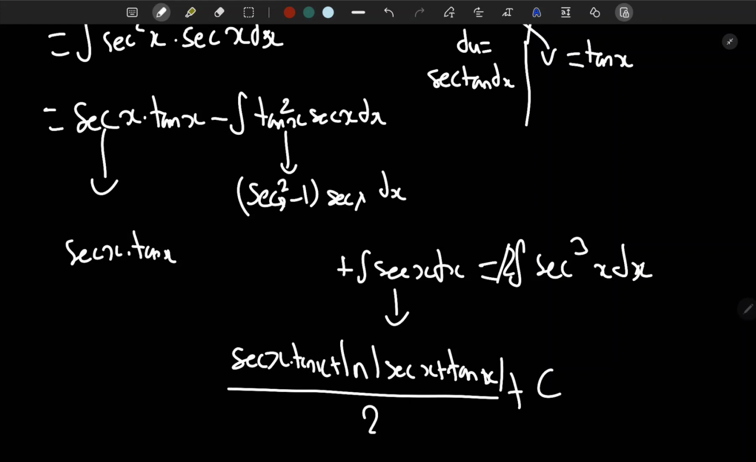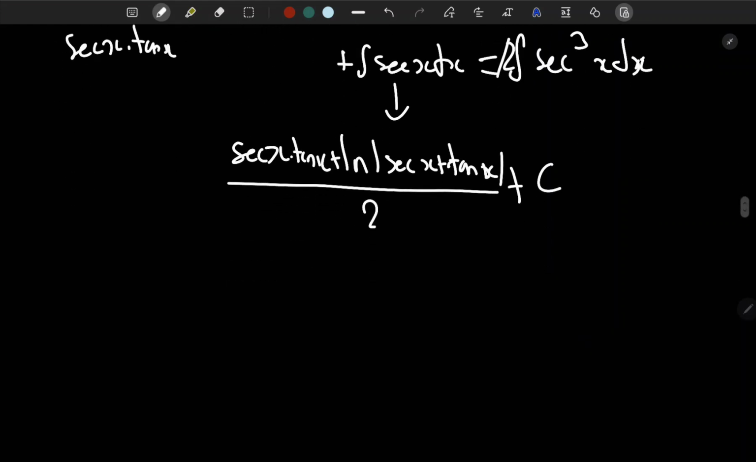Let's move on to our last question, and it's an easy question compared to these two. So our last question is the integration of tan, actually let me write it, yeah, tan to the power of 4 x times secant to the power of 4 x dx.